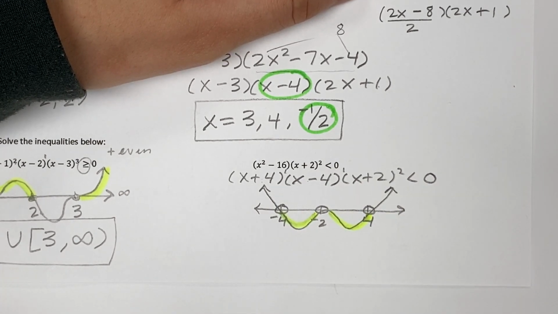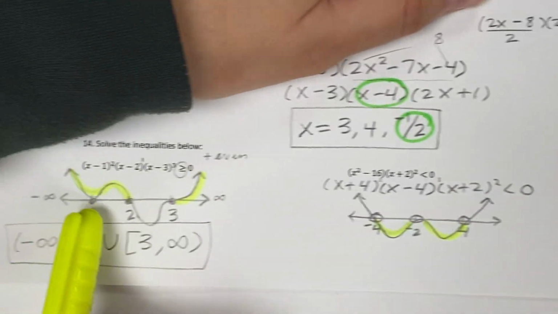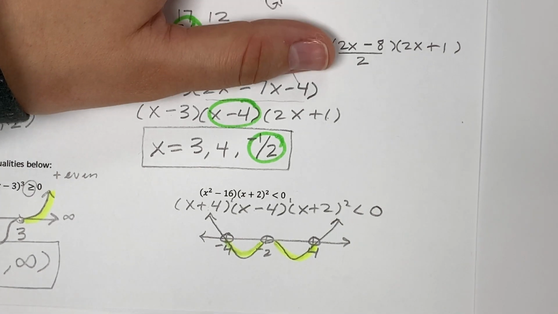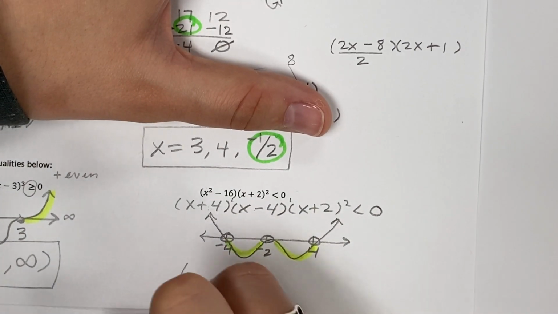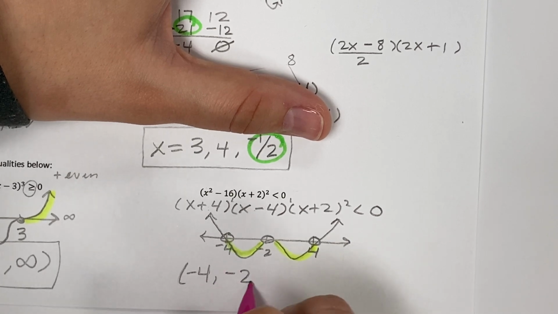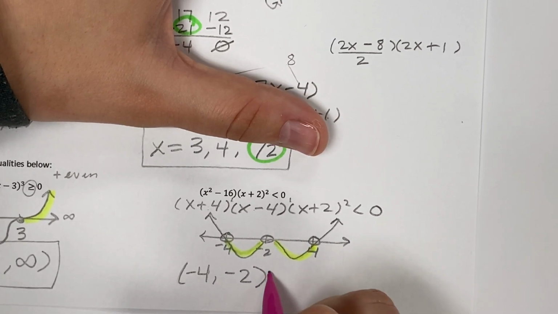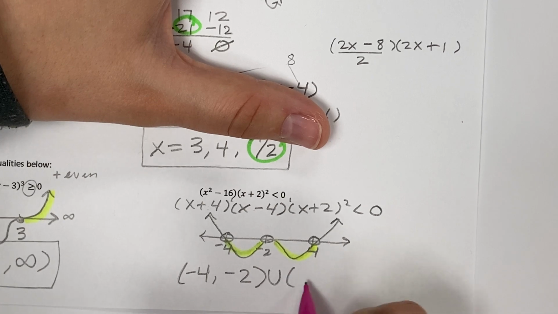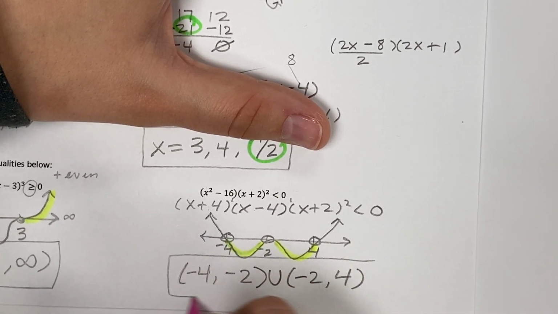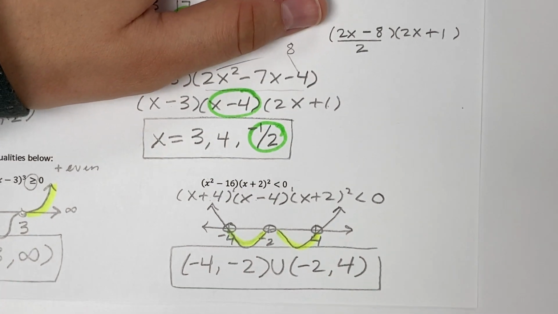When I write this answer though, I'm not gonna be able to include everything like I did over here for this section because it kind of skips over that -2 where we had an open point. So I'll start with -4, parentheses, because it's an open point, then go to -2, parentheses, because I had to skip over it, union, pick back up at that -2 to positive 4. All parentheses because we have open points.